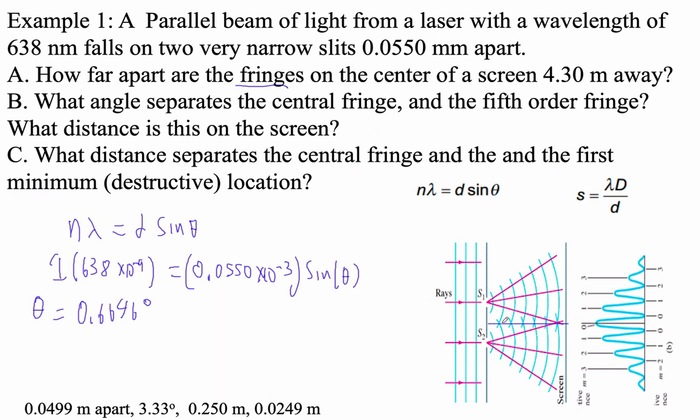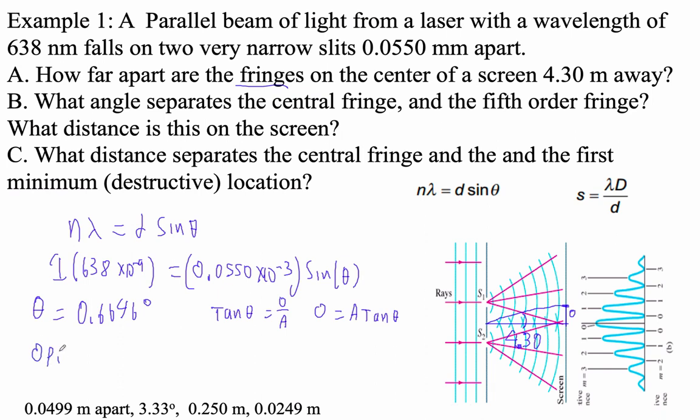Okay, now we got to figure out that distance on the screen, so we got to do a little math here, right? So this distance is 4.3, right? And we're trying to figure out this distance here, right? And whoa, it's so hard to draw. And that angle is, obviously I've exaggerated the angle. That angle is 0.6646 degrees, right? Okay, this is the opposite side, that's the adjacent side, right? So tan theta is opposite over adjacent, so the opposite side is the adjacent side times tan theta, right? So the opposite side is the thing we're looking for, right? This is our opposite side of that angle, right?